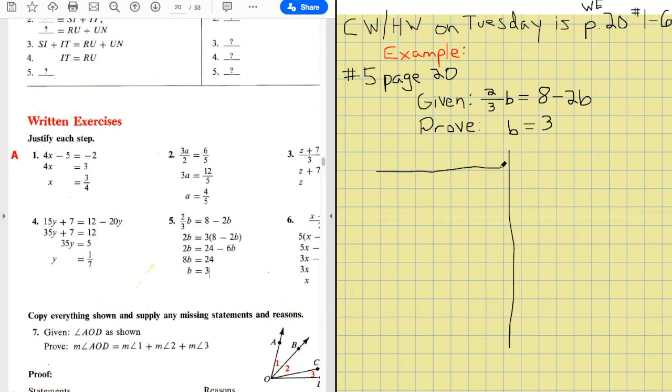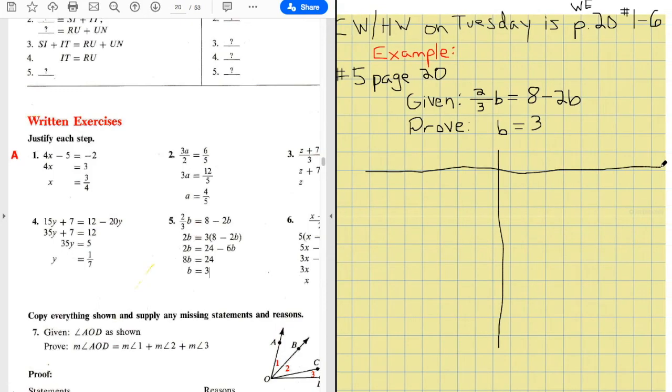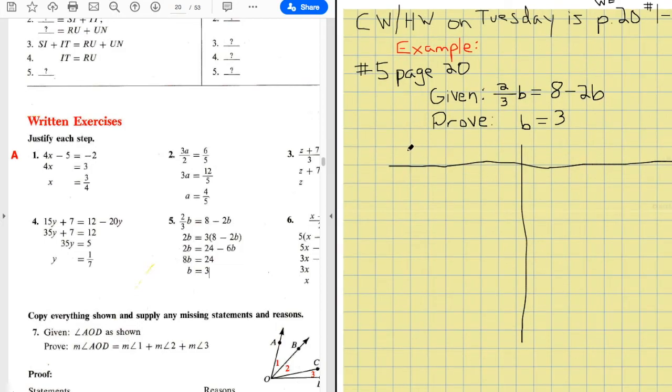So, a horizontal line and a vertical line. We've got it set up here. Left side of a proof. Do you guys remember what goes on the left side? Well, they're written down here. These are where your math or geometry statements go.